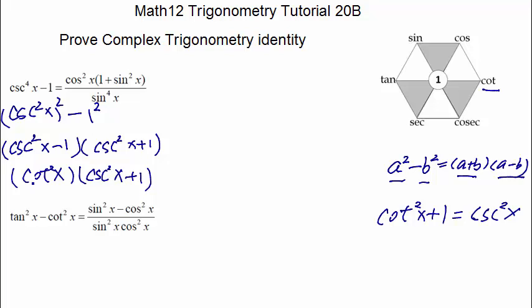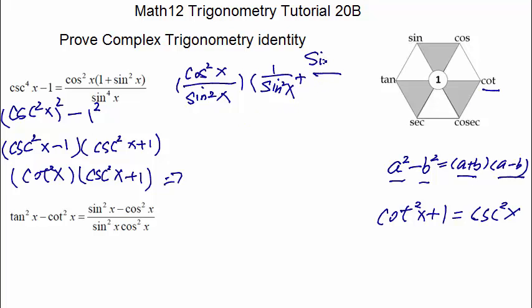And then try to convert everything to sine and cosine. Cotangent square is just cosine square over sine square. And then cosecant square x is just 1 over sine square x, because sine and cosecant are reciprocal functions, plus 1. For the 1, we need a common denominator, right? So 1 is just equal to sine square x over sine square x.